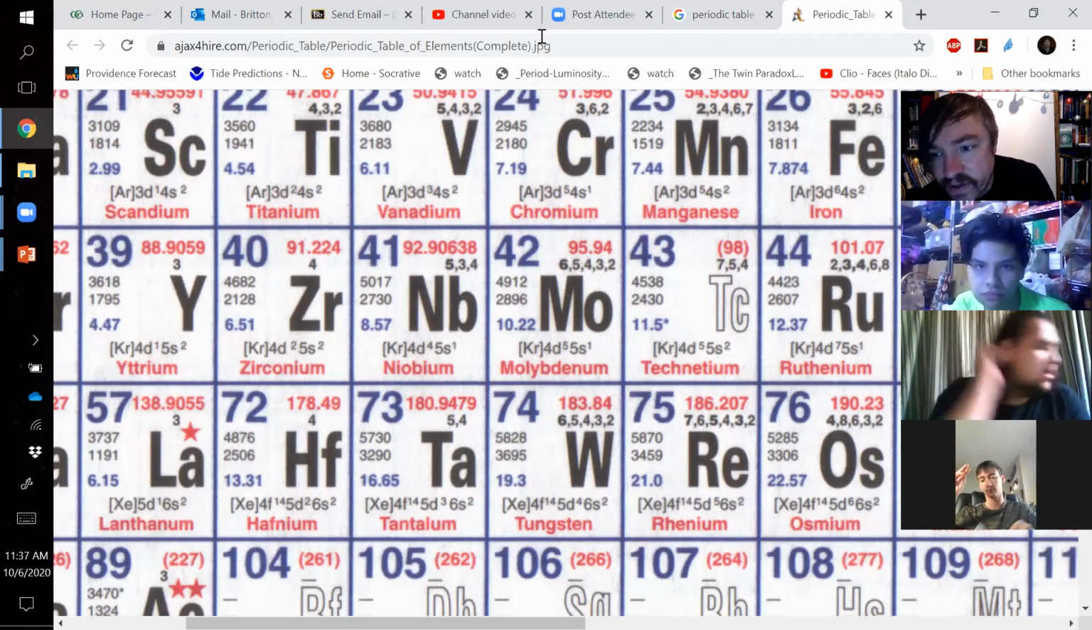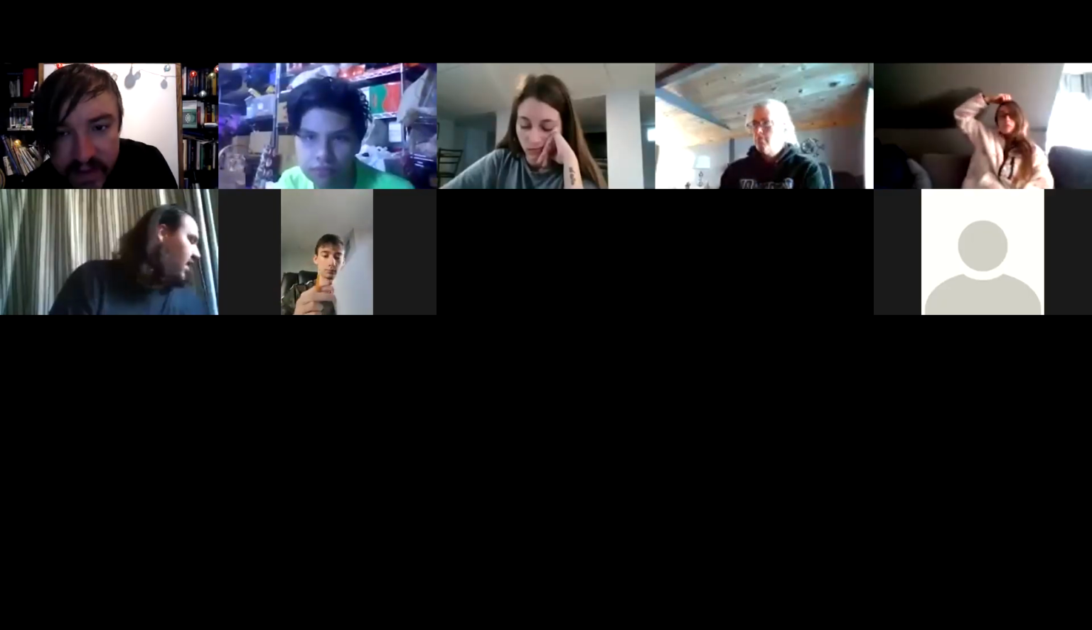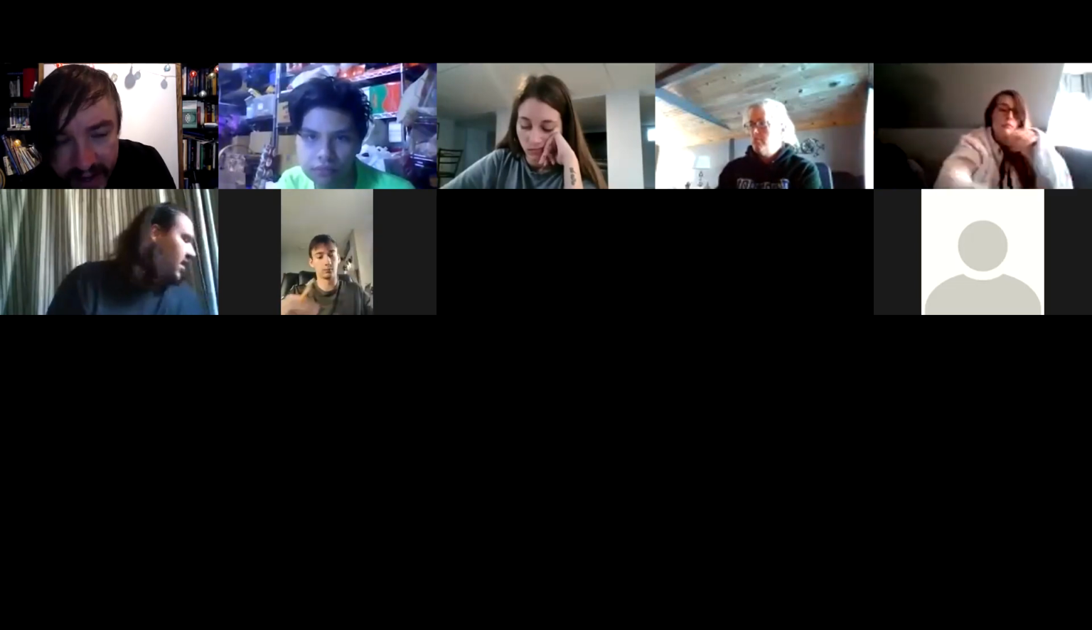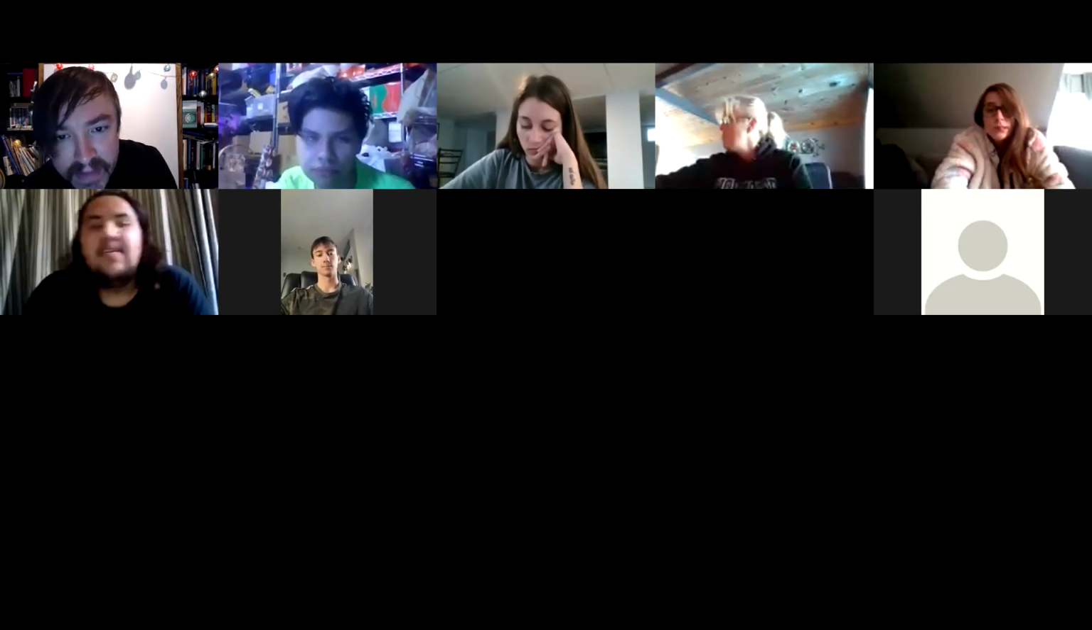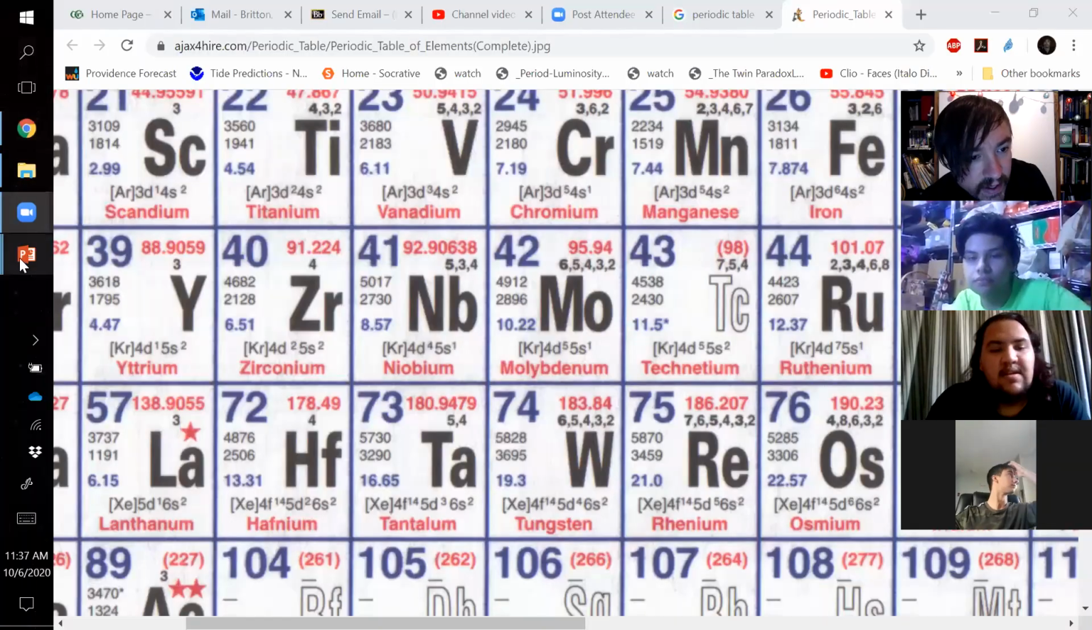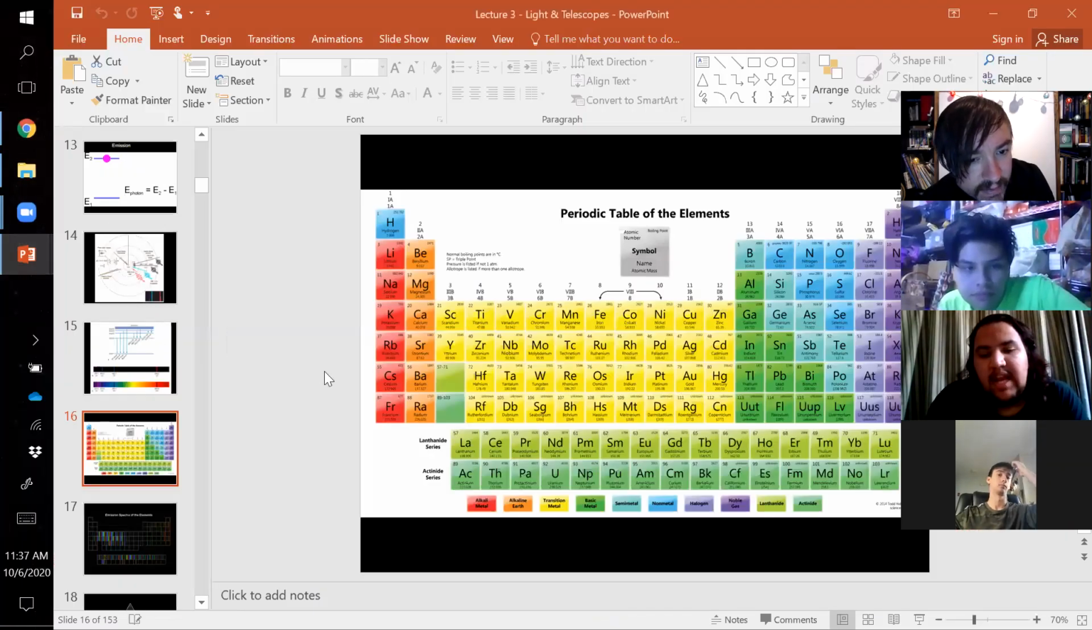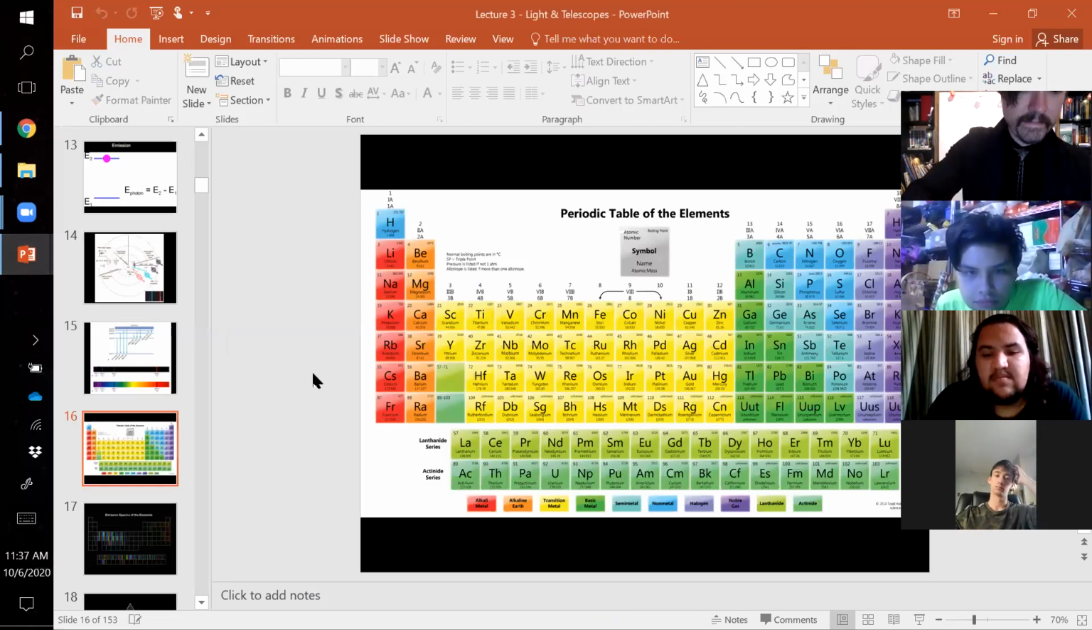Now, as you guys know from our discussions of the elements, each element in the periodic table has a unique emission line spectrum. And if I go back to my periodic table of the elements, slide 16, sorry.